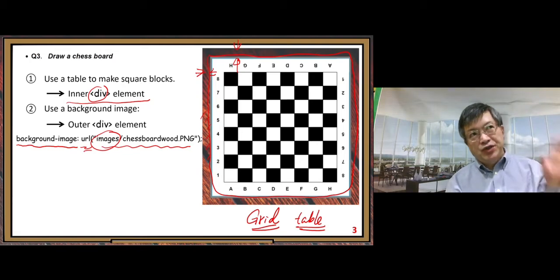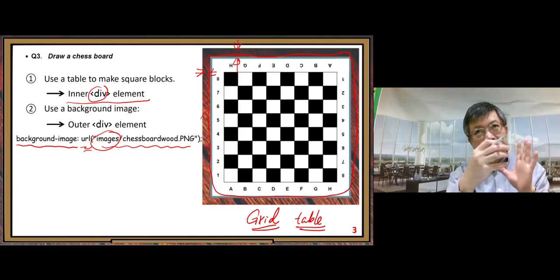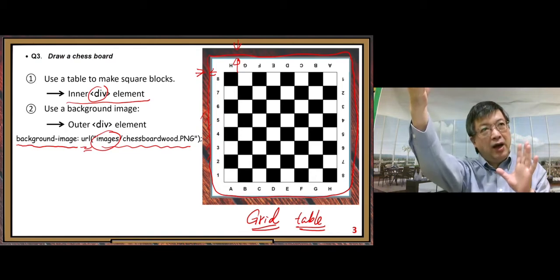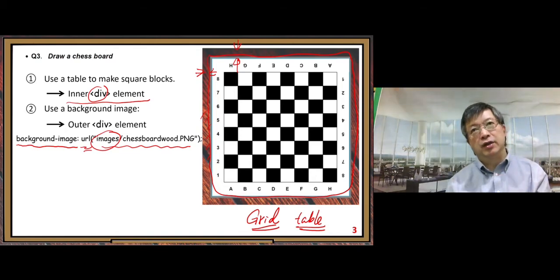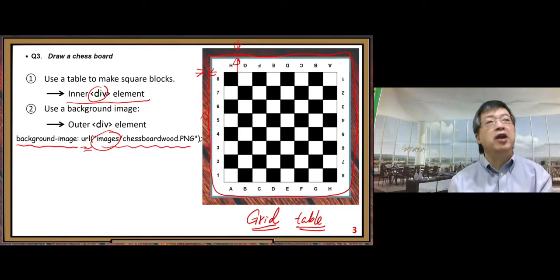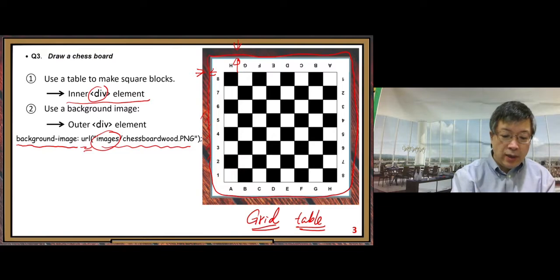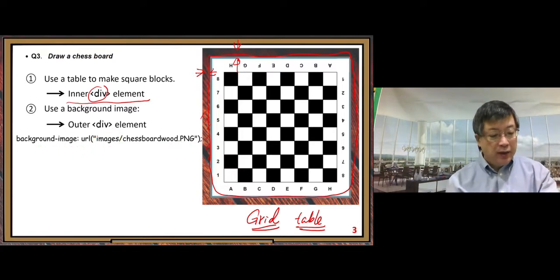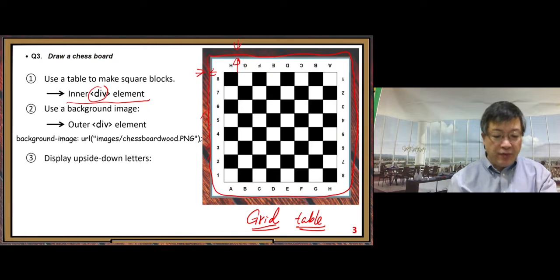Some students I saw connected to an online URL. It also works. One student used the online URL of an image, and it also works. All right, so that is number 2. Number 3, display the font upside down.